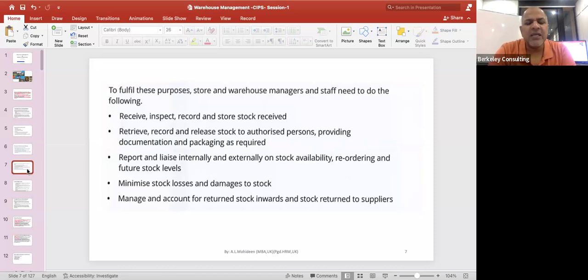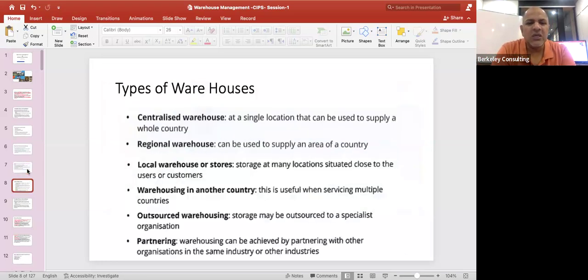At the same time, manage and account for returns, stock inwards, and stock returned to suppliers. You have to make sure there is a system of counting. You have to count what is coming, what is going, what is remaining, and in what condition it is. You need to have that idea in the warehouse, including where things are.